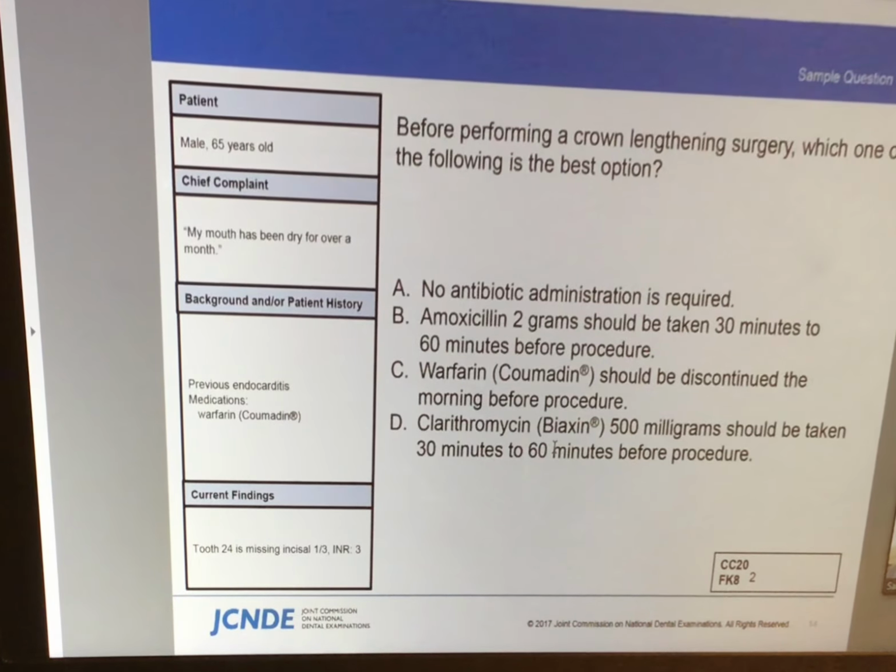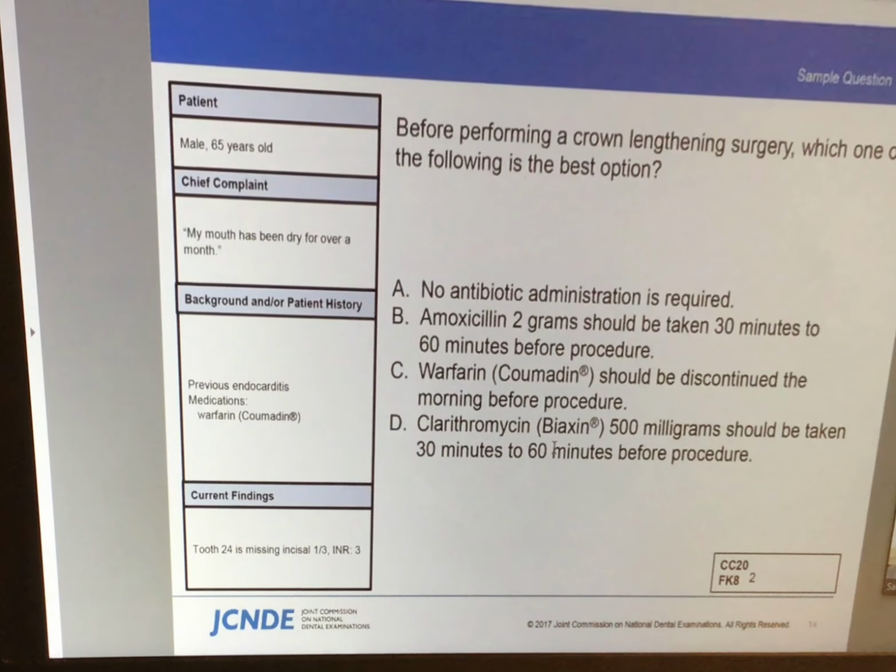Chief complaint is my mouth has been dry for over a month. Background or patient history: previous endocarditis. Medications: warfarin. Current findings: tooth number 24 is missing incisal 1/3, and the INR is 3. So according to the medical history of the patient, what would be your concern if the patient is coming for extraction? Like bleeding because it's taking warfarin.